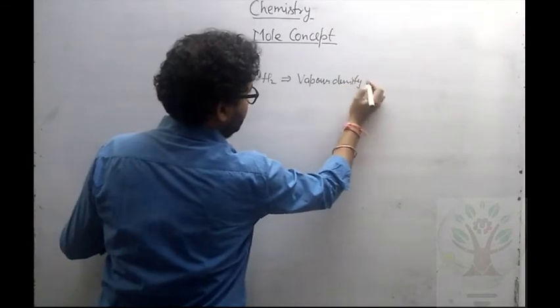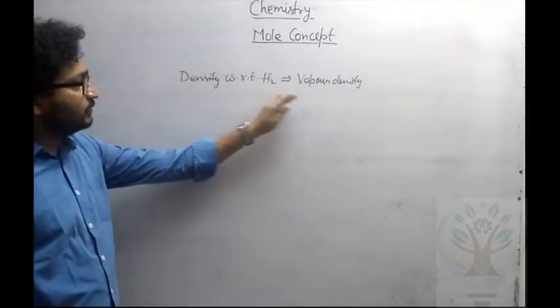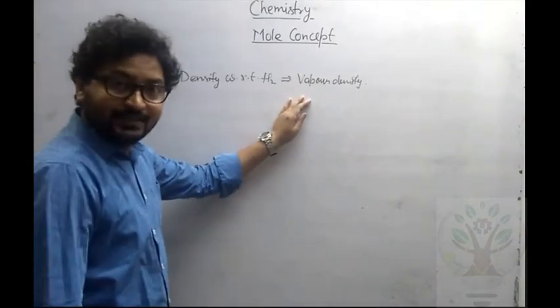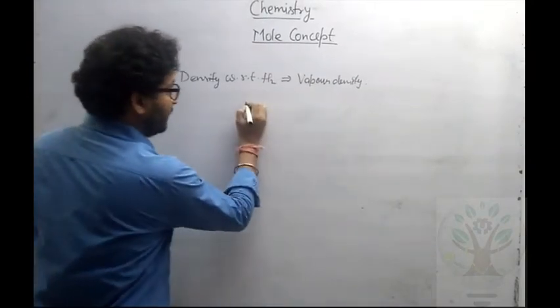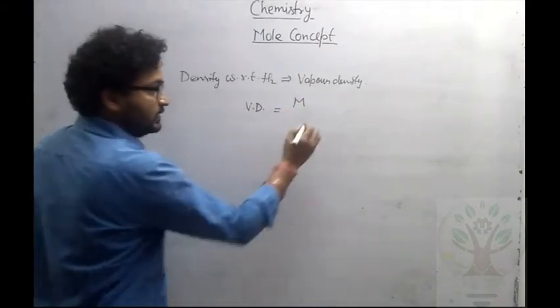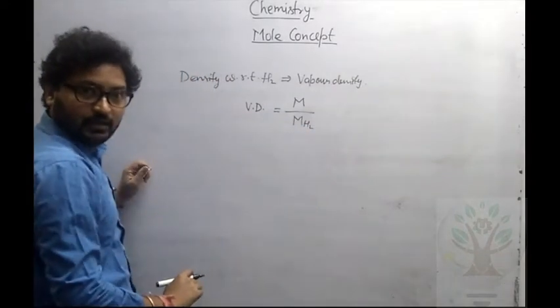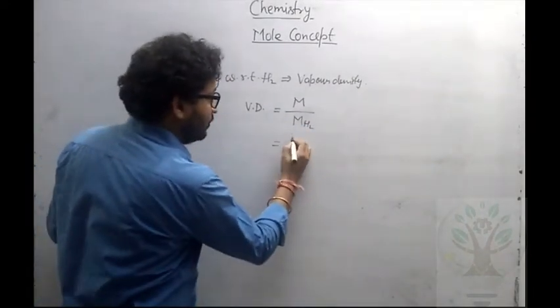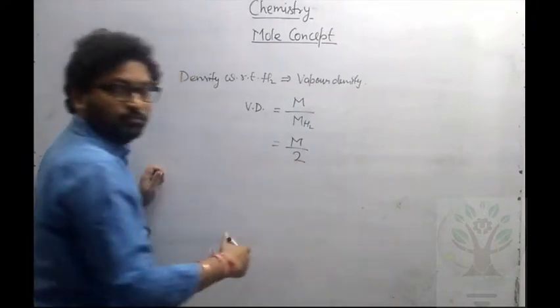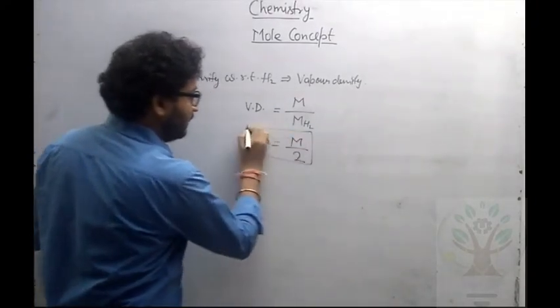I hope you have heard the term vapor density. Density with respect to hydrogen is called vapor density. If you want to write vapor density, it will be written as molecular mass of substance divided by molecular mass of H2. Repeating the same: molecular mass divided by 2, since H2 has molecular mass 2. This is the formula for vapor density.